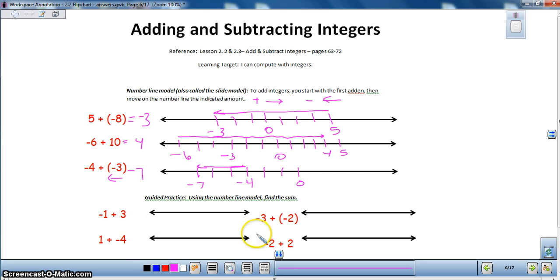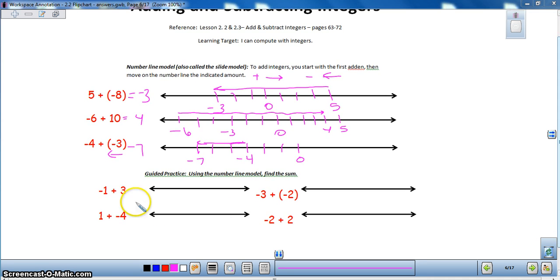I would like you right now in your guided practice to take a look at these 4 questions: negative 1 plus 3, 1 plus negative 4, negative 3 plus negative 2, and negative 2 plus 2, and draw each one on the line, and then also tell me what each one is equal to. Now, I know some of you could do these in your head.